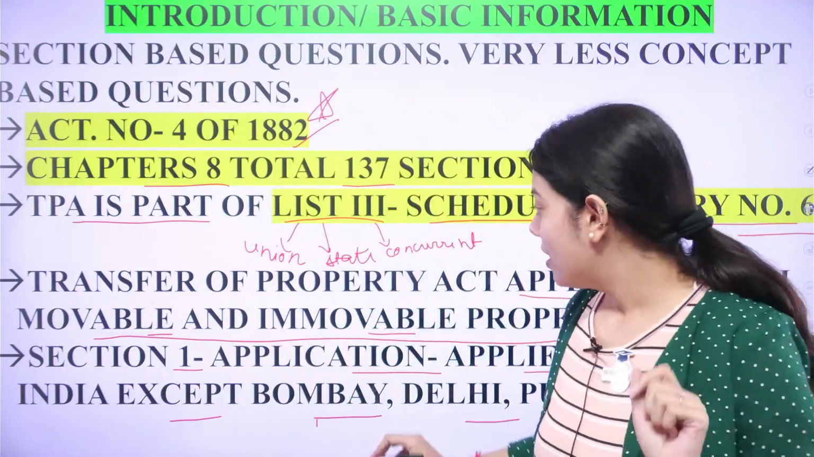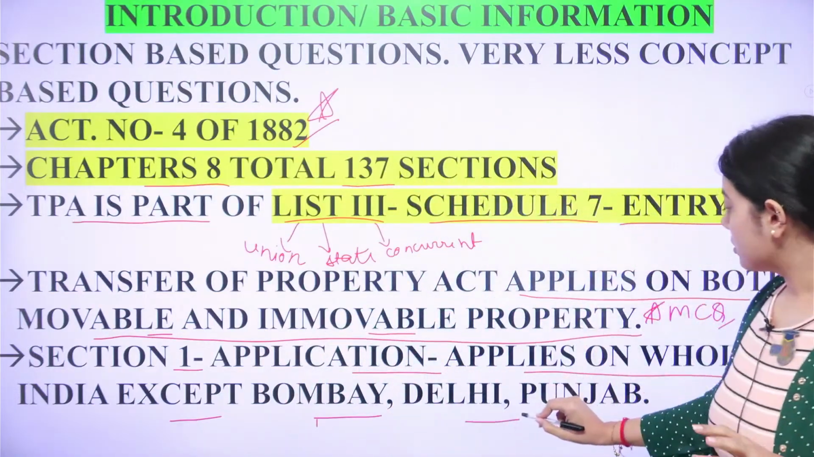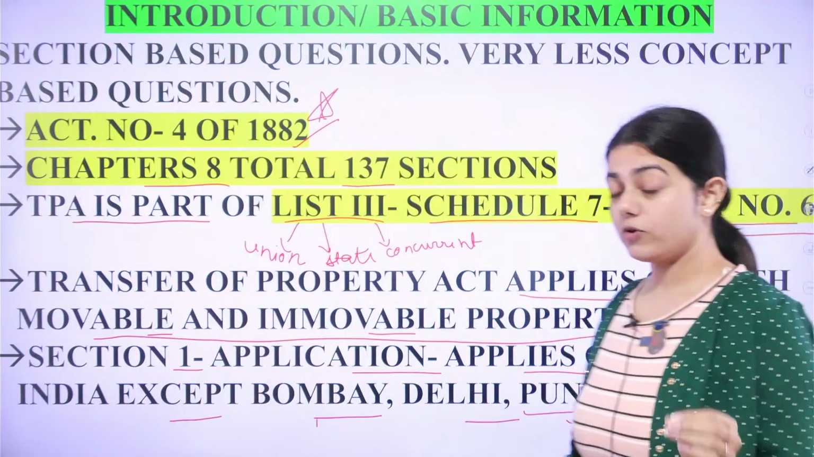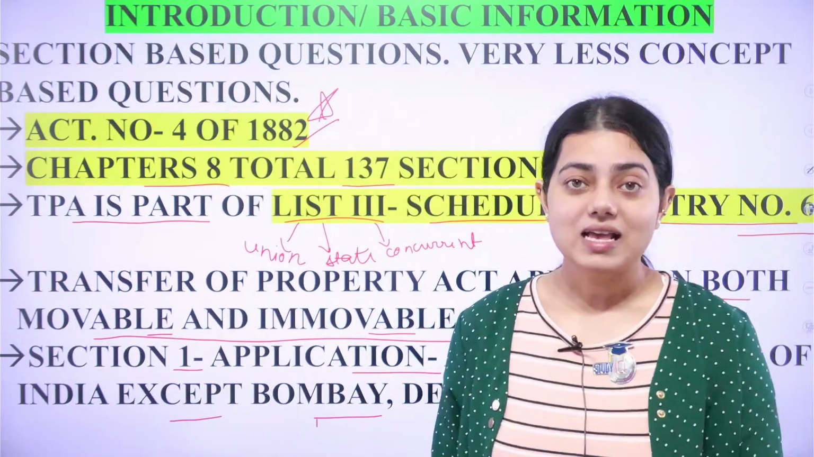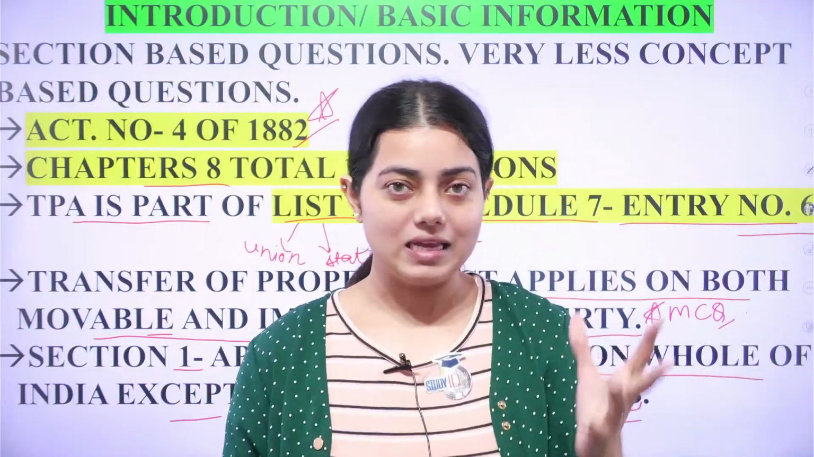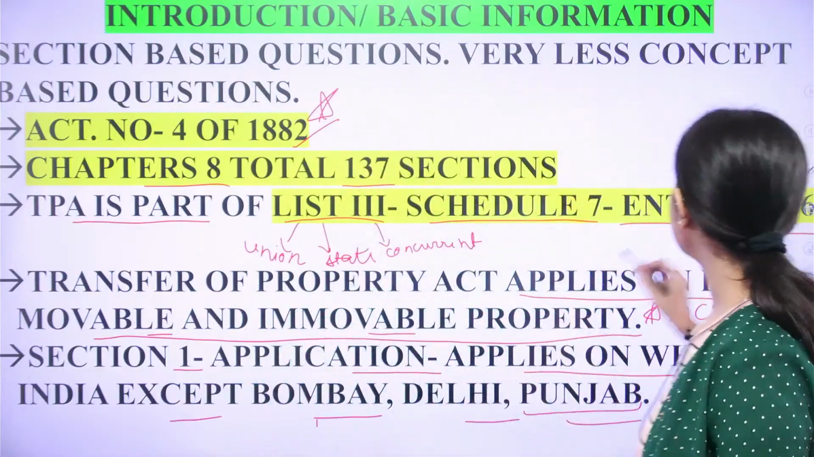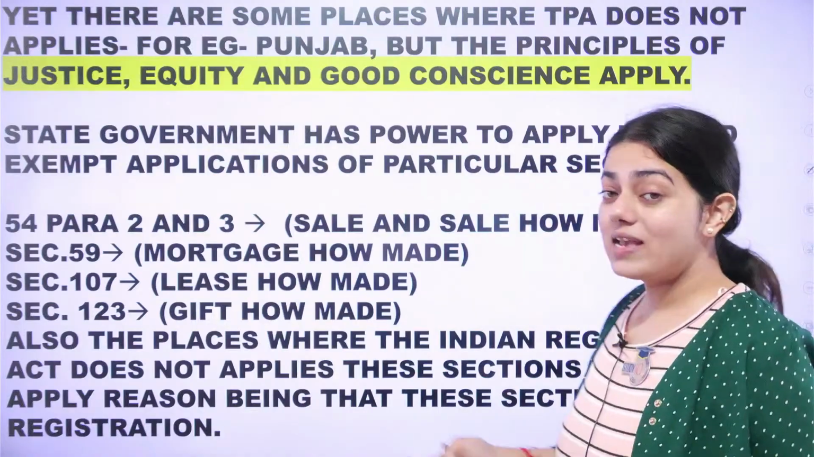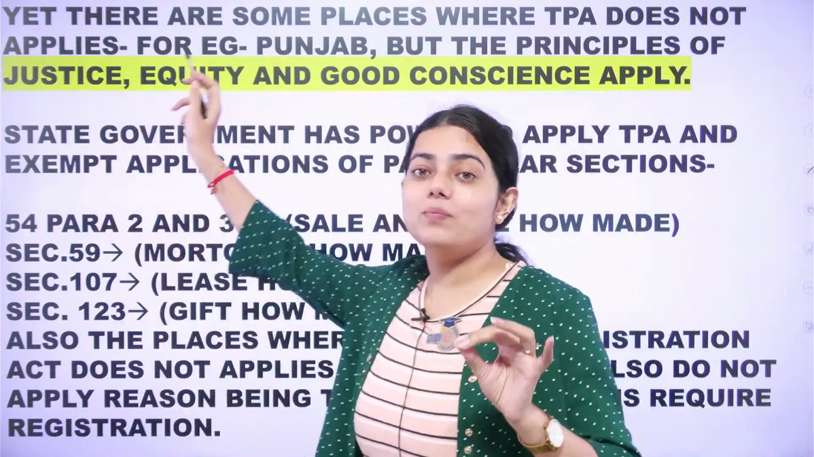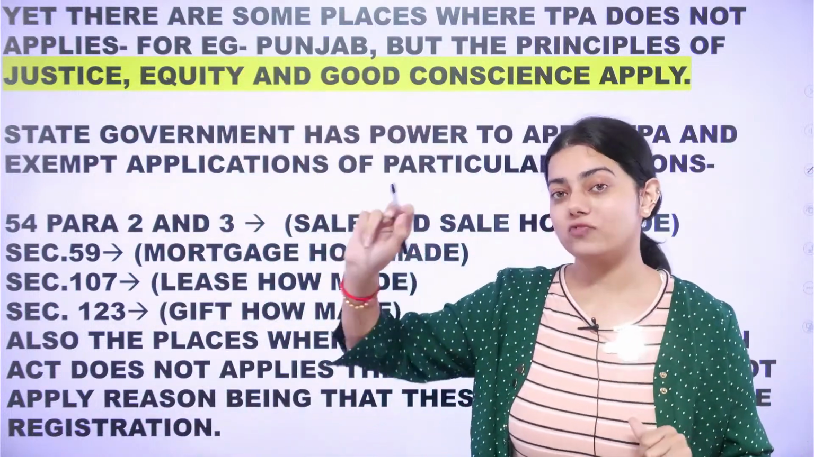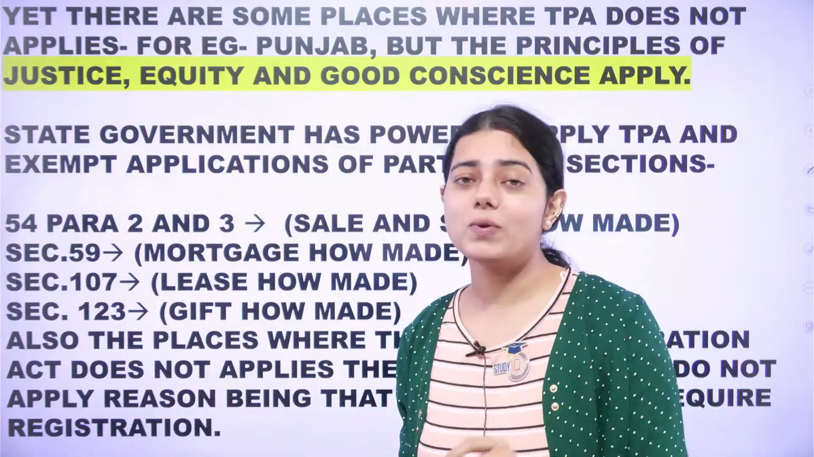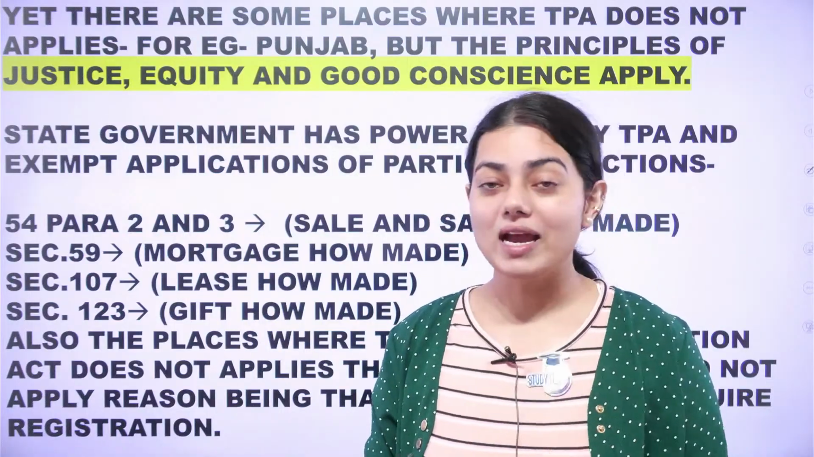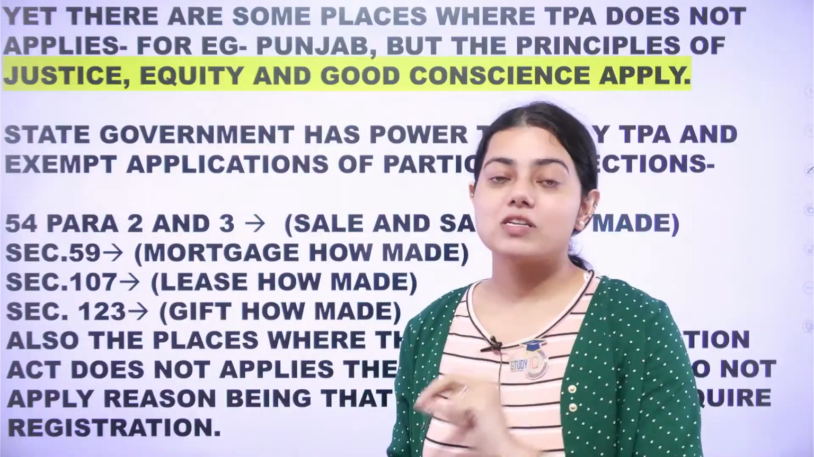Chalo. And Bombay and Delhi and Punjab. Now this Punjab becomes very important because still now this act is not applicable wholly in Punjab, only in some parts. So now we will understand why this is so. Yet there are some places where TPA does not apply, for example in Punjab, but the principles of justice, equity and good conscience apply.